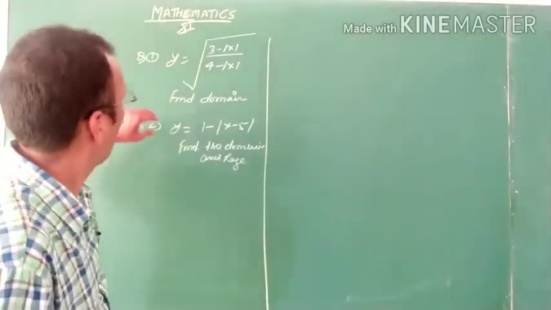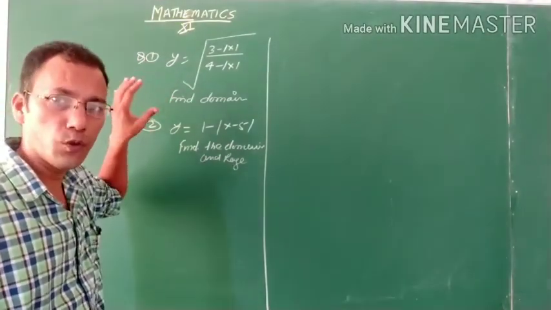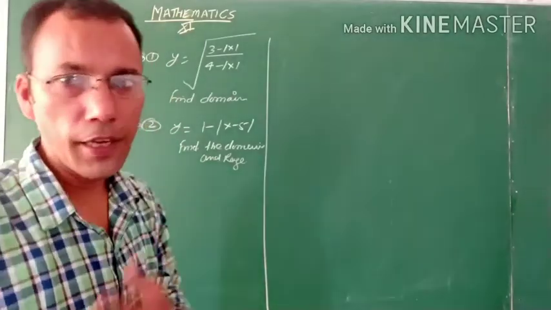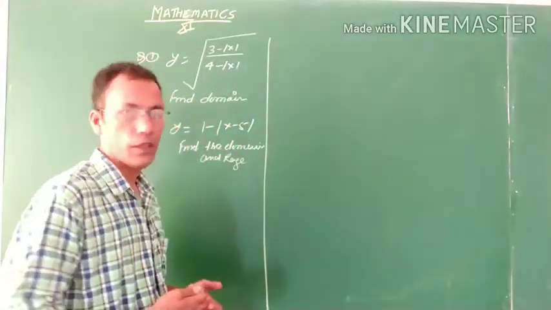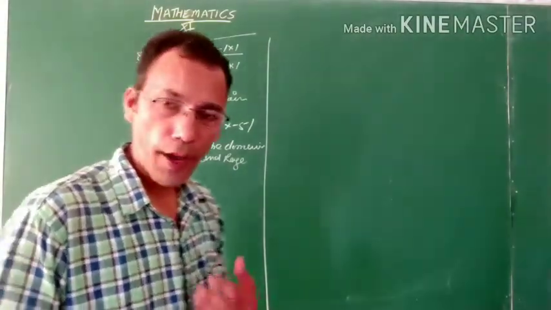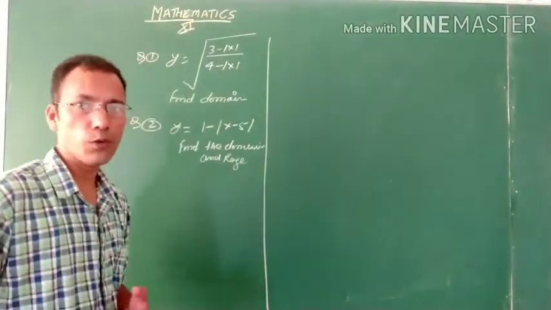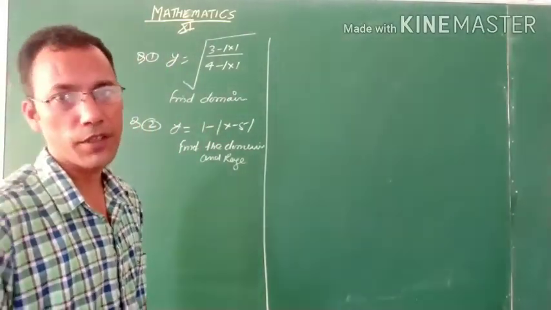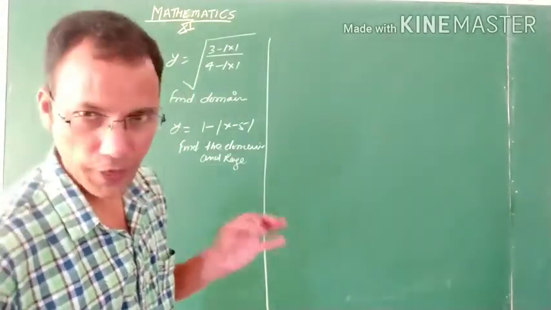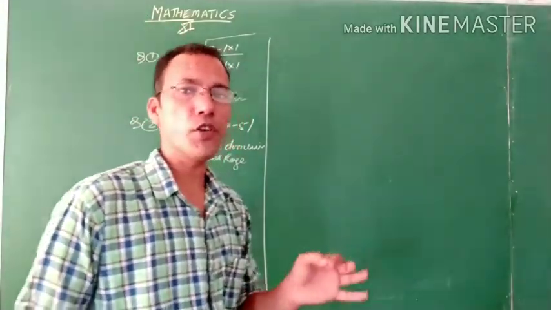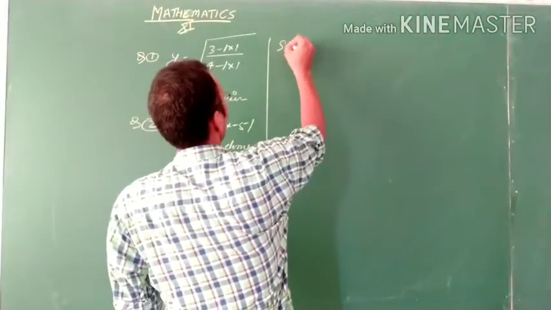Here, for the domain, it is first in a square root, and then it is in a fraction. The rule is that the number inside the square root must be positive, greater than or equal to 0. But if it is in a fraction, then the denominator must not be equal to 0. Right? So, solution number 1.